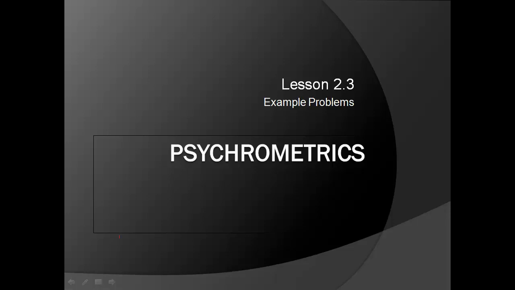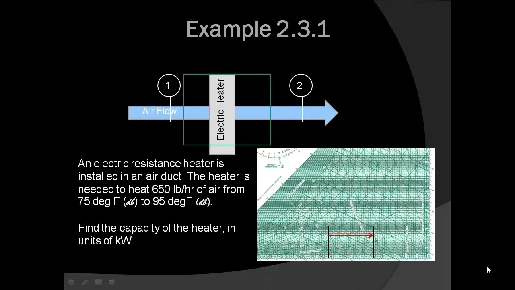2.3 Example Problems in Psychrometrics. Example 2.3.1 Sensible Heat Change.